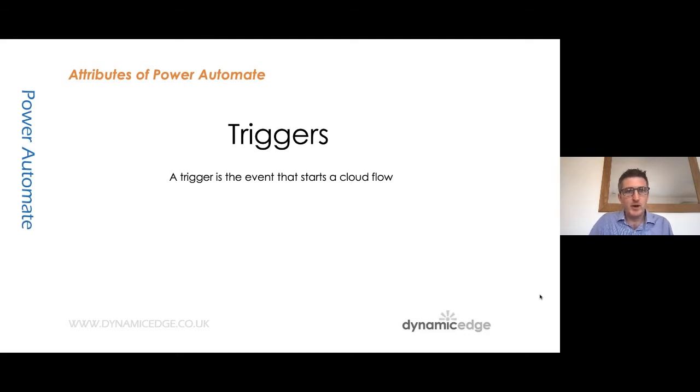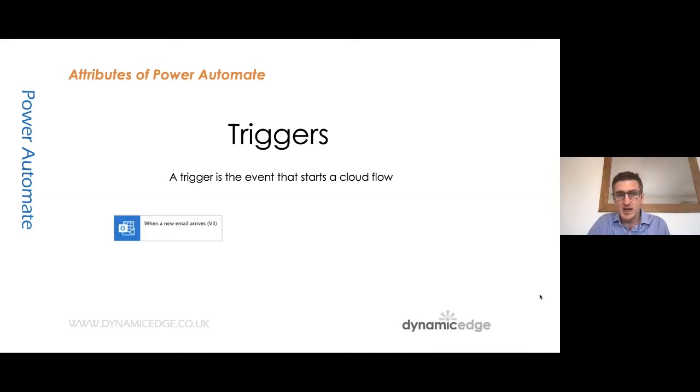So the attributes of Power Automate. Okay, so what I want to do is just explore a little bit of how Power Automate works. In order for a process automation to begin, it needs a trigger. It needs somewhere to start. So a trigger is the event that starts the cloud flow.